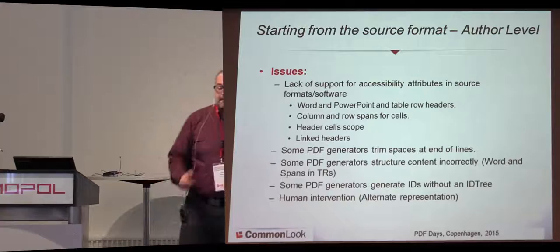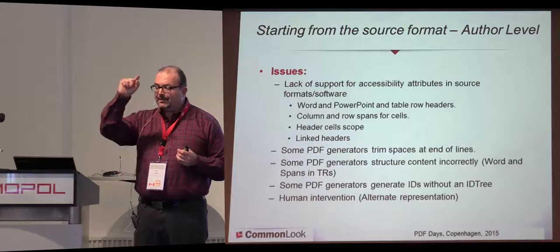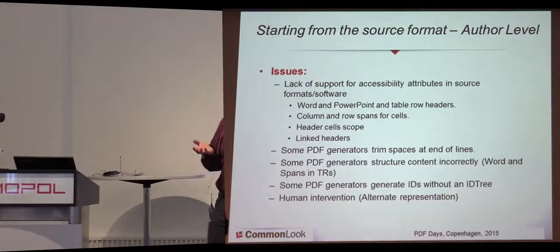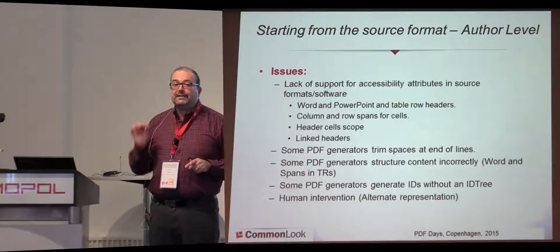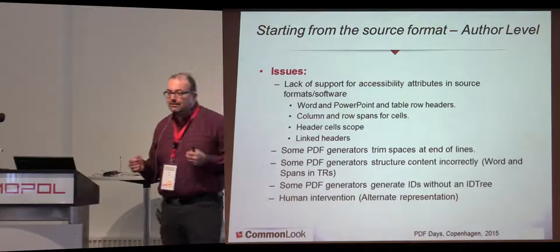Some PDF generators don't generate structure correctly as well. If you generate a table in Microsoft Word, you will always notice that under the table row, there's a span with a collection of all the lines that are surrounding the row, which is semantically incorrect. Some PDF generators also generate IDs without creating an ID tree. And also there's the fact that you need human intervention for providing alternate text and so on.